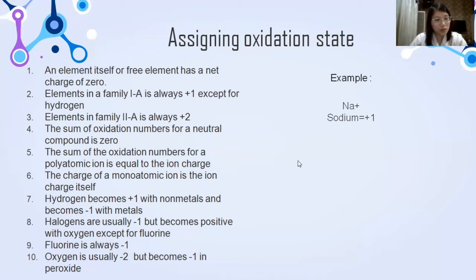Next rule is hydrogen becomes +1 with nonmetals and becomes -1 with metals. For example, calcium hydride. Since calcium is a metal in family 2A, it will have a charge of +2, and hydrogen here will be -1, and we multiply it by the number of atoms, so it will be equal to 0. So calcium will be +2.